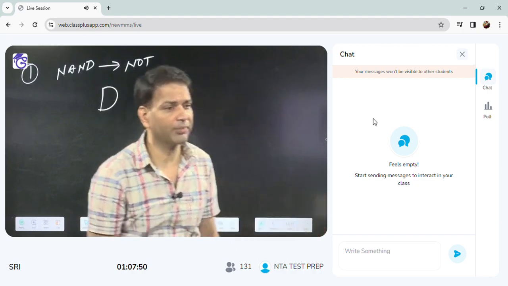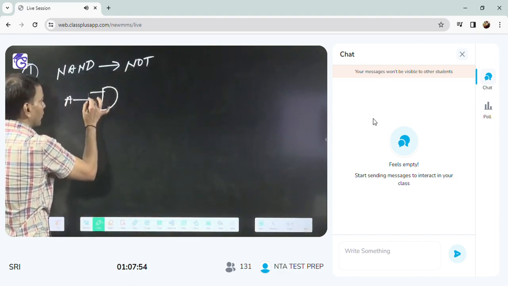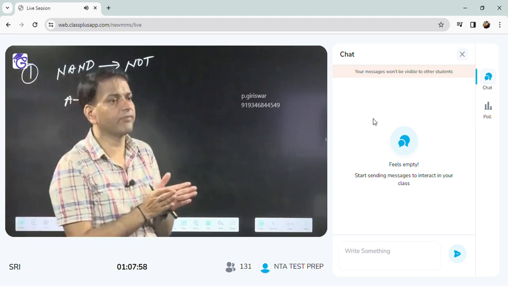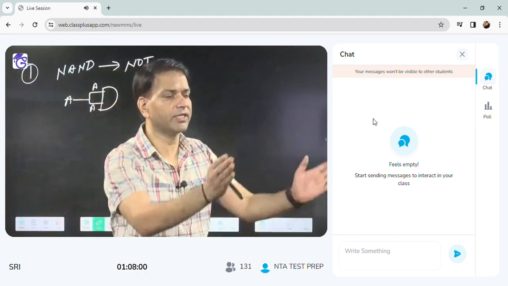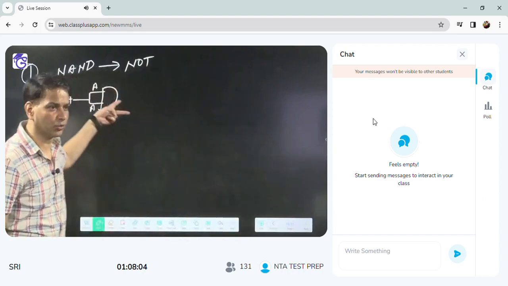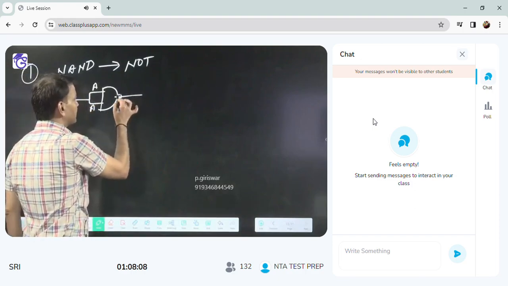So how can we make it? We will take one input A and we will send that A into both inputs. So basically we will take A, and that A we will send in both signals, okay. So from one input we got the 2 inputs of the NAND, okay. Then see the output. NAND means here the circle is there.